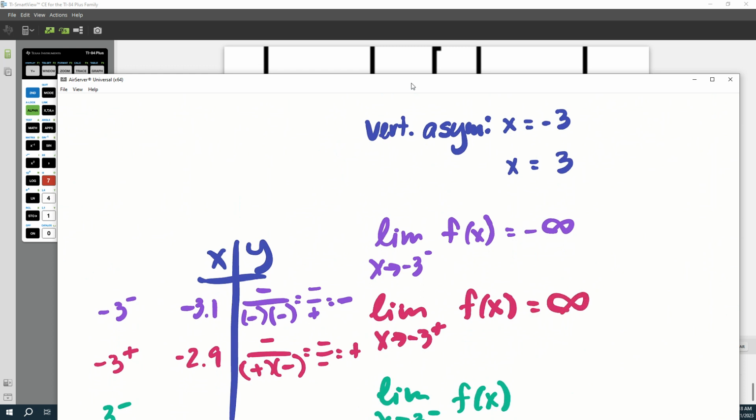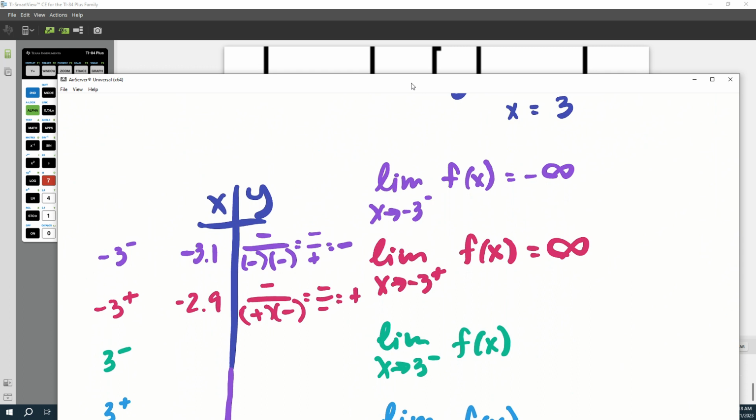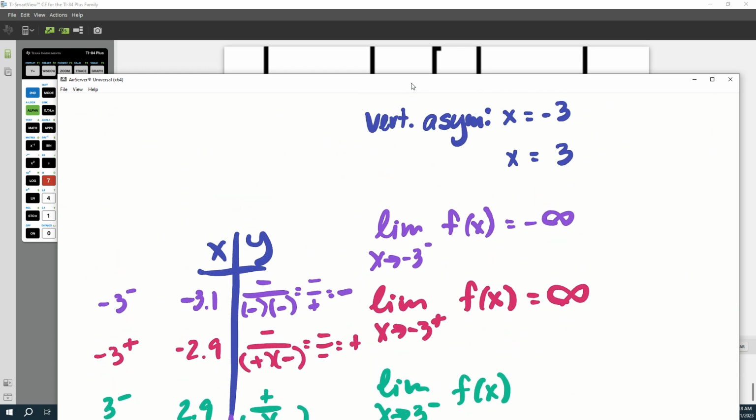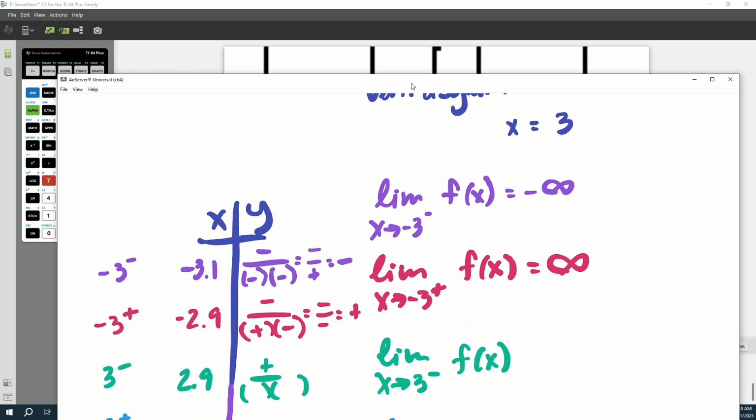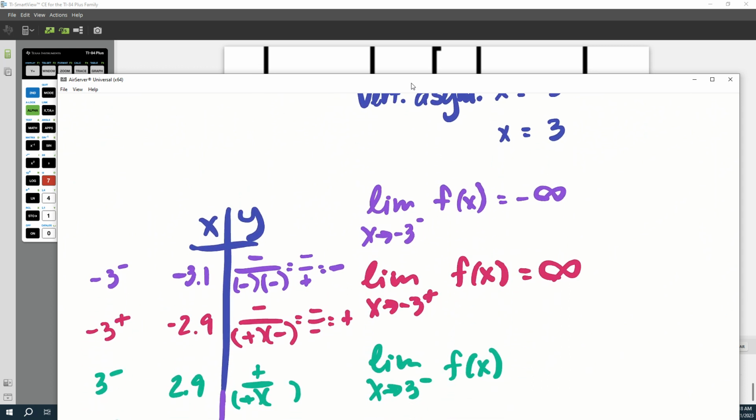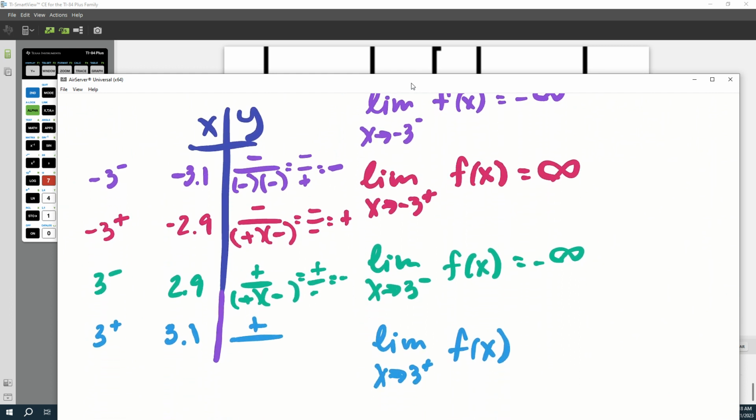So why can't you just plug it into the table? We're doing 1 through 3 here without a calculator. Yeah, you definitely could if it was a calculator question. All right, so then we have positive 2.9. So that gives us a positive in the numerator, a positive in the first set of parentheses, a negative in the second set. And we got all positives for 3.1.